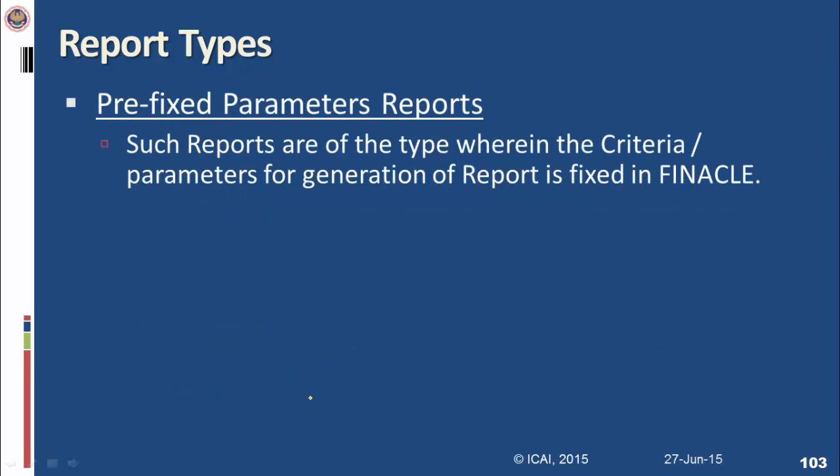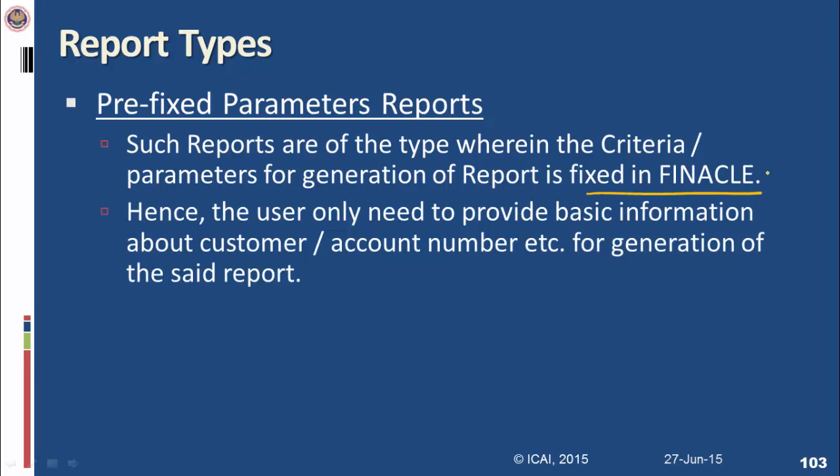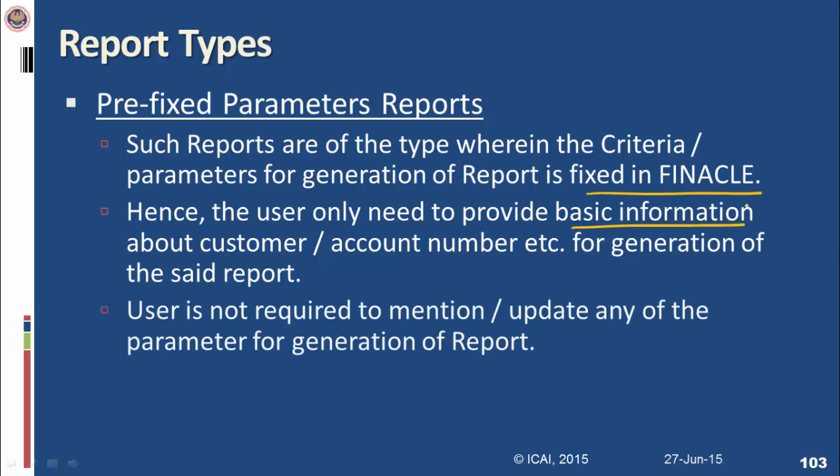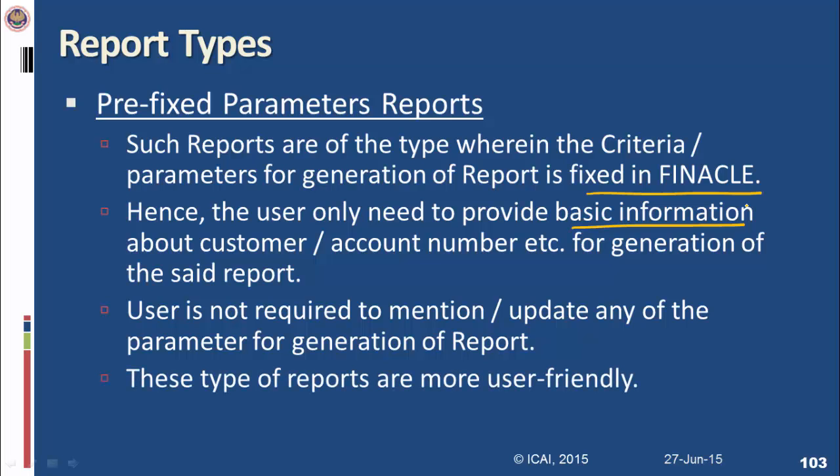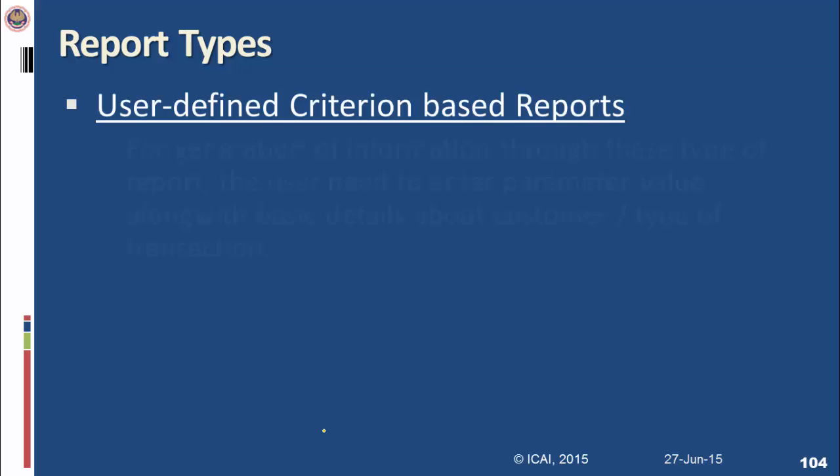Fixed parameter reports. Reports are of the type wherein the criteria parameters for generation of the report are fixed in Finacle. That is, the parameters will be fixed in Finacle, and the user only needs to provide basic information about customer, account number, etc. for generation of the said report. The user is not required to mention or update any of the parameters for generation of the report. Now these types of reports are more user friendly. For example, TDS IP or ACINT or AINT RPT also.